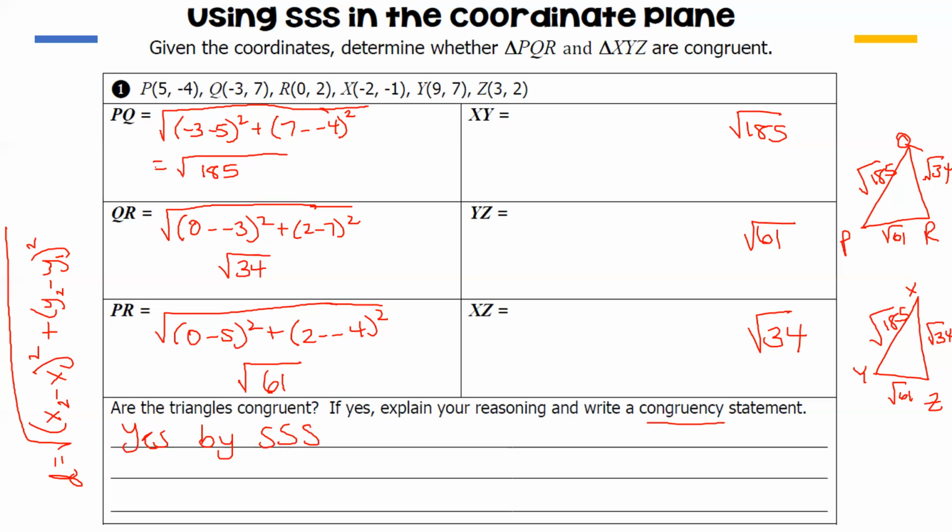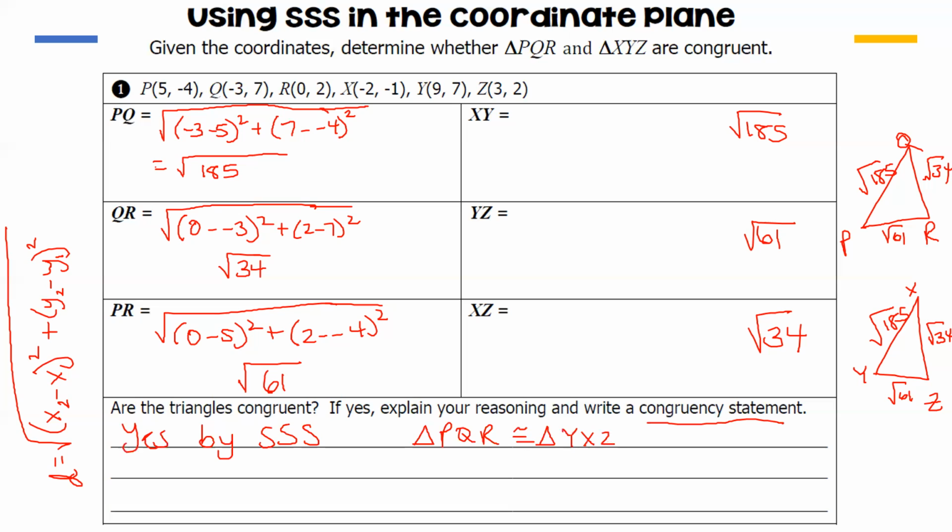And now we need to write a congruency statement. A congruency statement is triangle, letter, letter, letter, is congruent to triangle, letter, letter, letter. And the order of the letters does matter. So you can name the first one how you wish, PQR. But then when you name your second one, you need to name it so that the corresponding letters actually do match up. So when I redrew it, I needed to redraw it in a way so that the square root 185, the square root 34, and the square root 61 were in the same position. And the only way I could do that was if I put a Y here, an X at the top, and a Z over here. So triangle PQR is congruent to triangle YXZ.